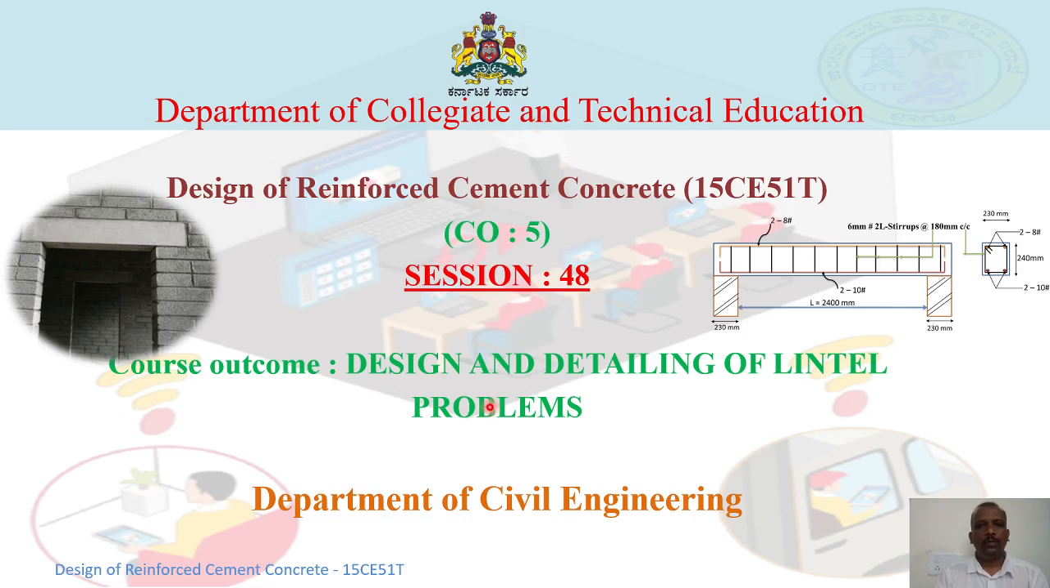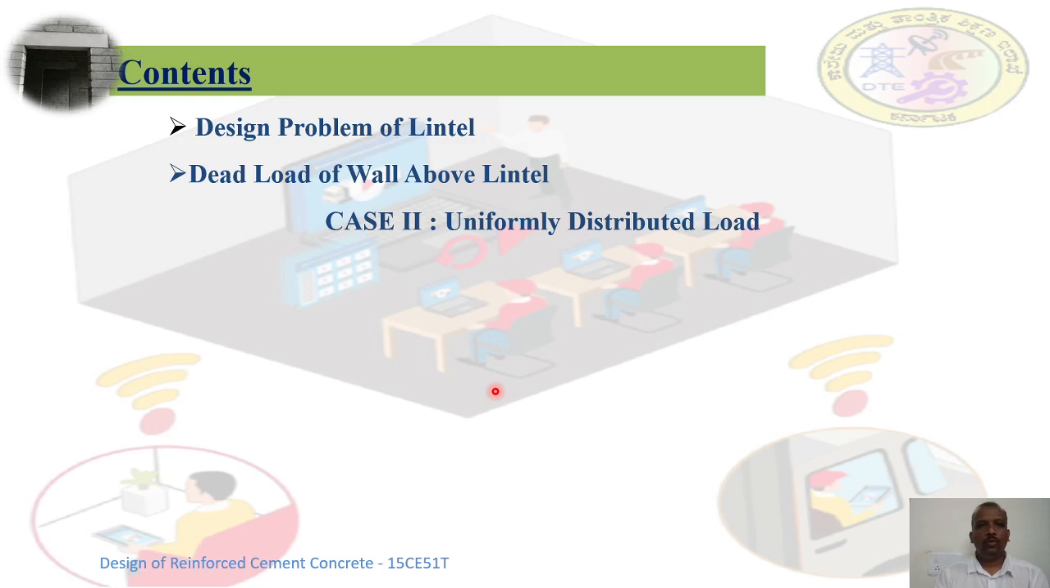So today in this session we are going to learn how to solve the problem on a lintel where the dead load of the wall above the lintel behaves as case 2, that is, a uniformly distributed load. So we need to identify when it will become uniformly distributed. The wall above the lintel will behave as a uniformly distributed load.